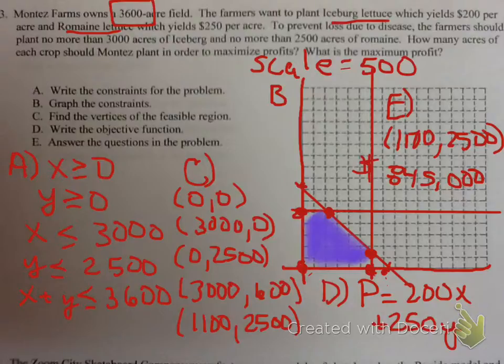So again, you're looking for maximum. So at 1,100, 2,500, right here, that point, you will get the maximum profit that they can make with trying to maximize everything they can from their, say, 3,600 acre field.